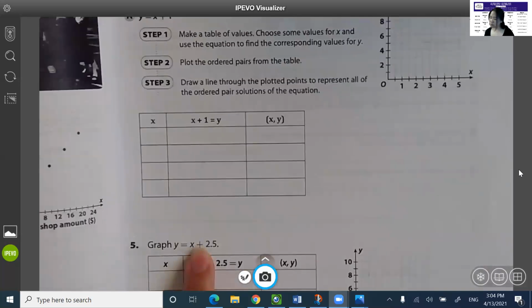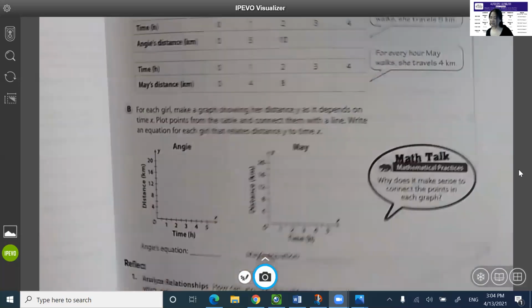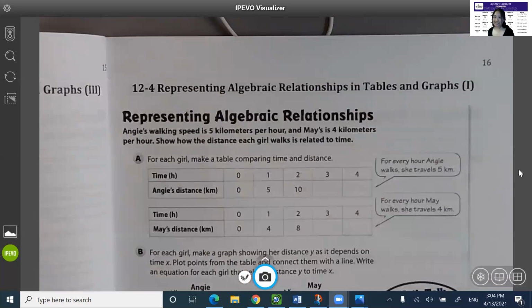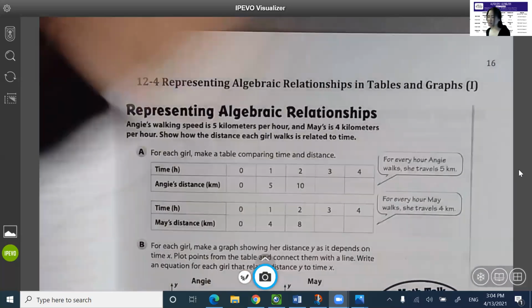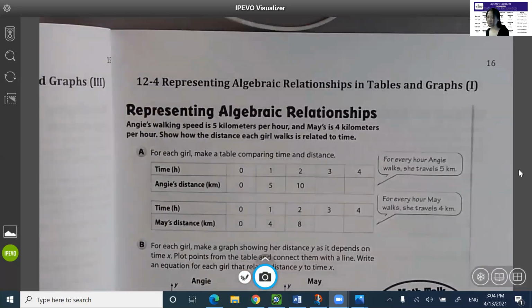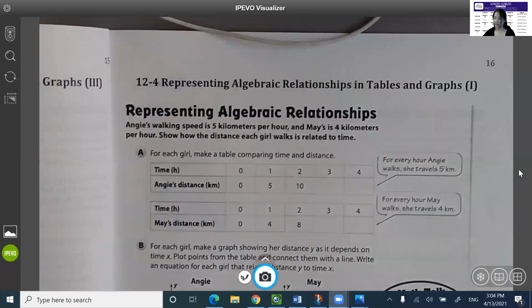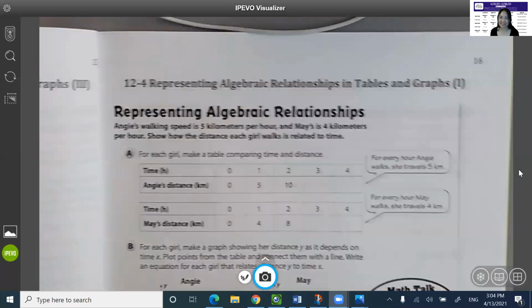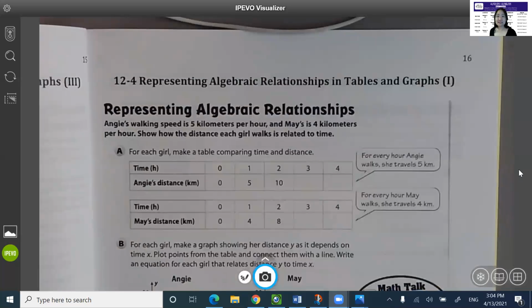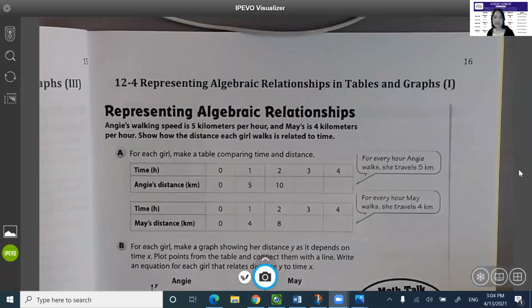So we are going to do pages 16, 17, and 18. So it's 3 pages long, and I will try to make it as simple as possible for you. Okay, I'll try my best. All right, so let us go ahead and start with the first example.